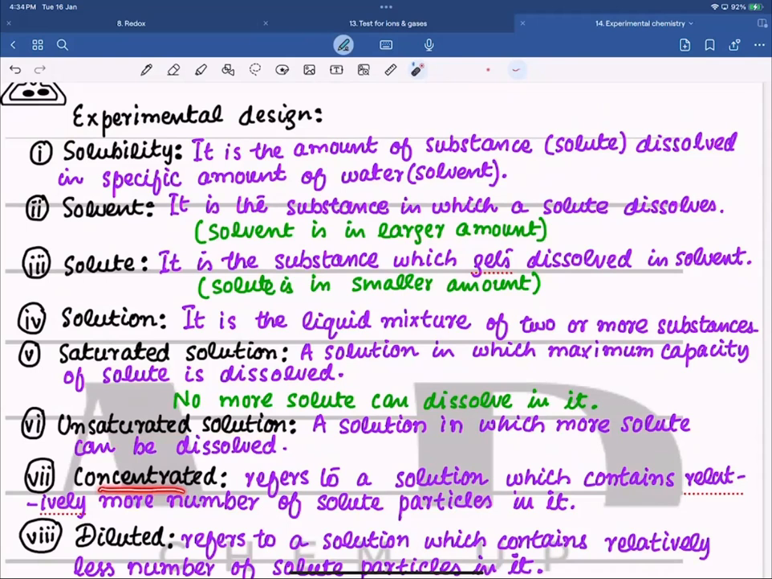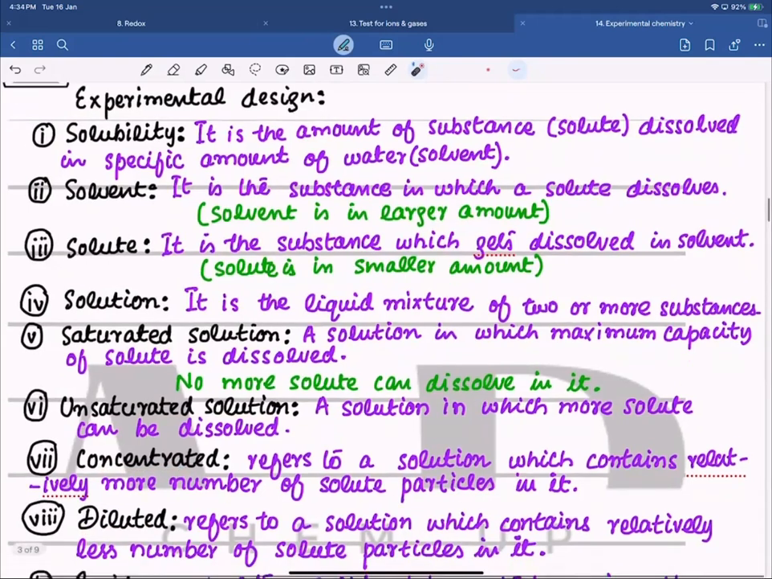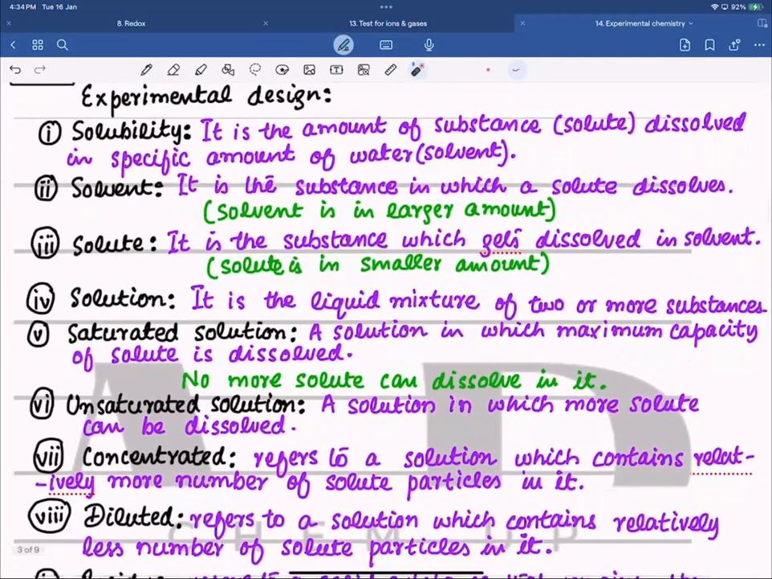Then concentrated and diluted. These two are relative terms. When we use the term concentrated, it means that in this solution, there are relatively more particles of solute. For example, if I have 2 glasses of water, and in 1 glass of water, I add 3 spoons of sugar and dissolve it. And in the other glass, I add only 1 spoon of sugar and dissolve it. The solution prepared with 3 spoons of sugar is considered a concentrated solution, and the one prepared with 1 spoon is considered a diluted solution.